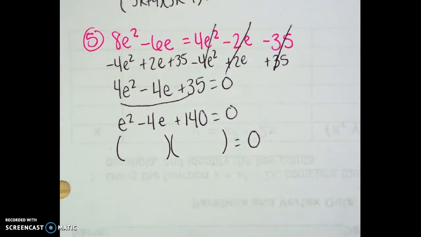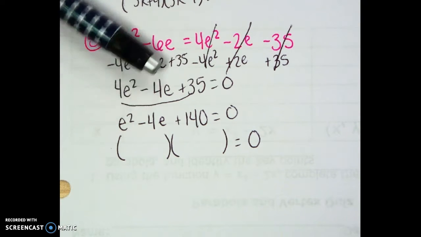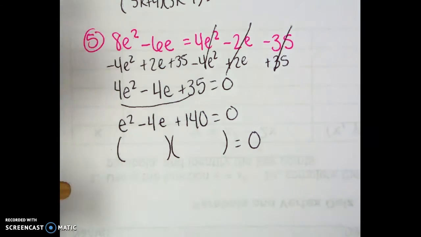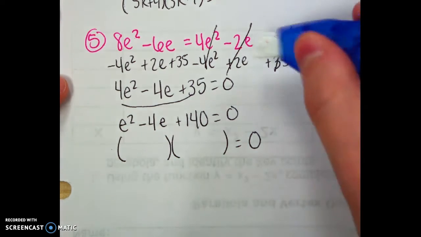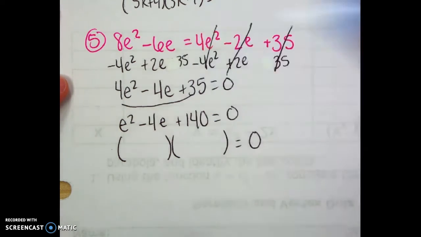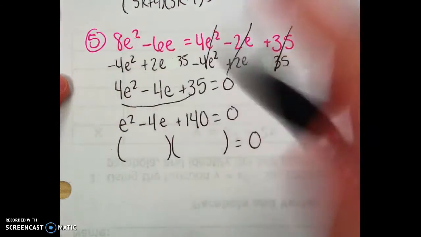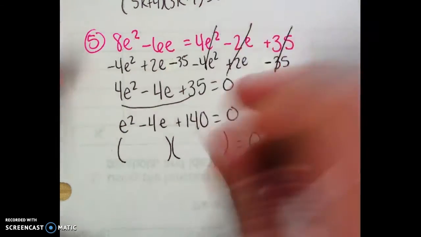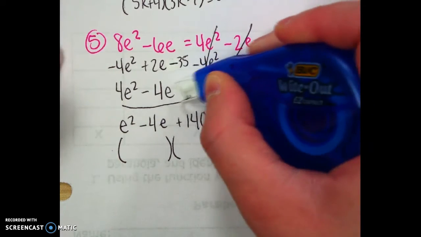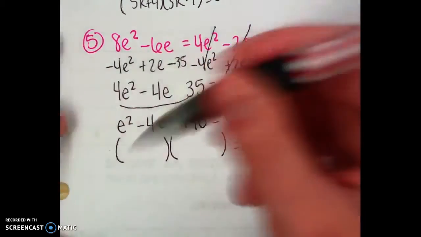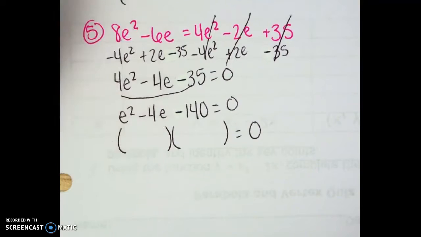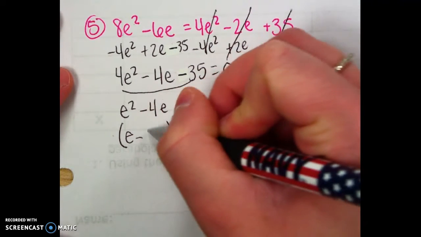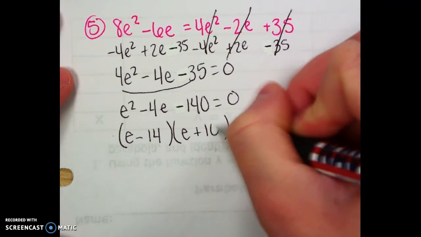And let's see, this one, okay, so I just found the typo that hopefully I told you about before the video started, but this should have been plus and minus. Then this would be minus, and this would be minus. I couldn't factor it with it being positive. Okay, so now that that's correct, this should be e minus 14 and e plus 10.